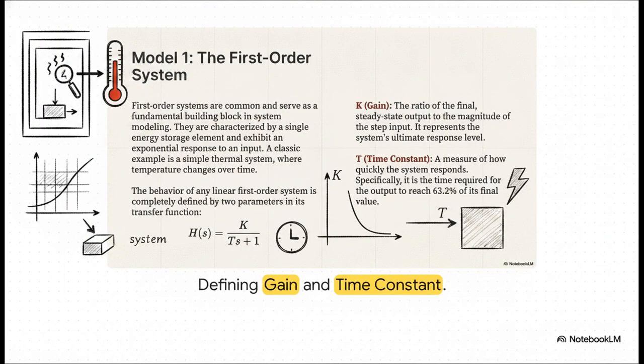The behavior of any linear first-order system, like, say, a simple thermal system warming up, is completely defined by just two parameters. First, you've got K, which is the gain. That represents the system's ultimate steady-state level. And then there's T, the time constant, which is a really precise measure of exactly how quickly the system responds.